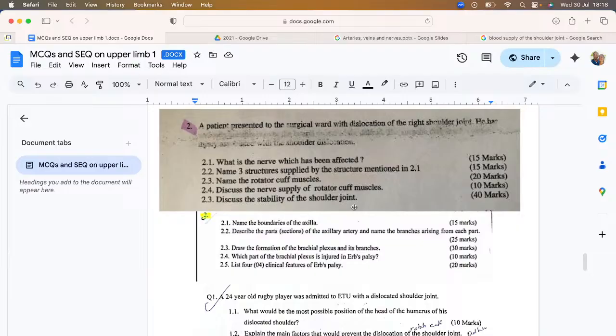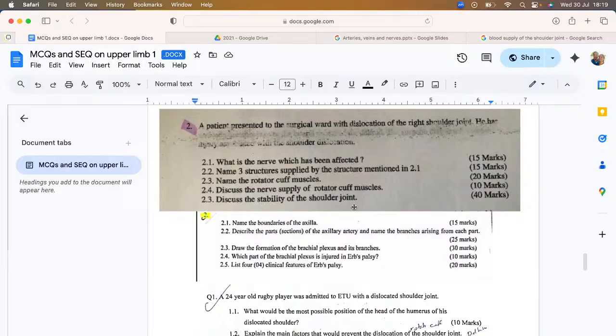Now, when you're answering this question, you have to start from the bones itself. Okay, so you have to talk about bones, you have to talk about ligaments, the capsule, and the muscles, and the accessory features. So when we talk about bones, we are looking at 2 bones. We are looking at the humerus and the scapula.